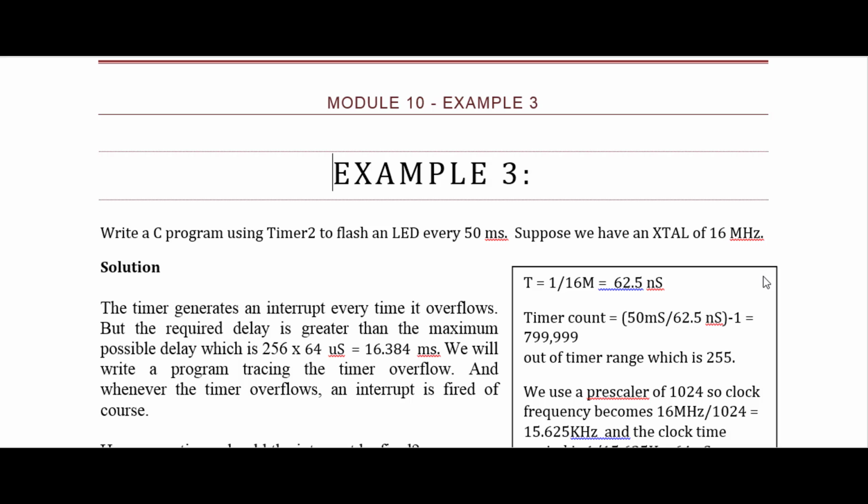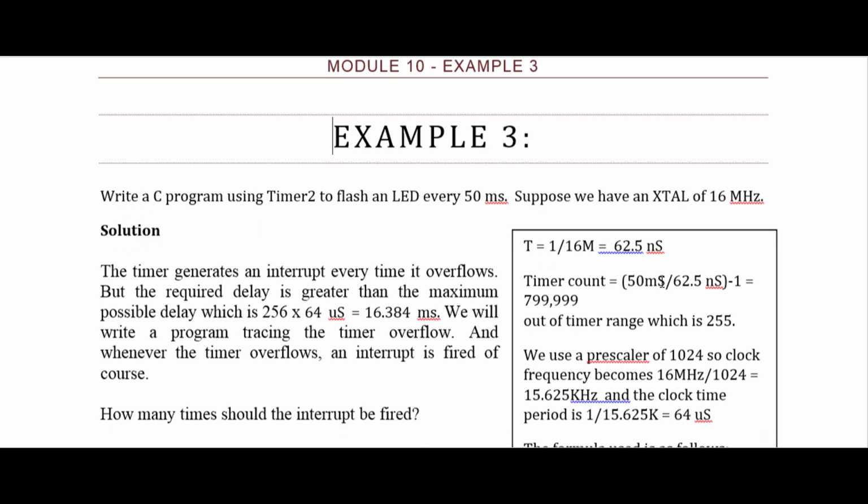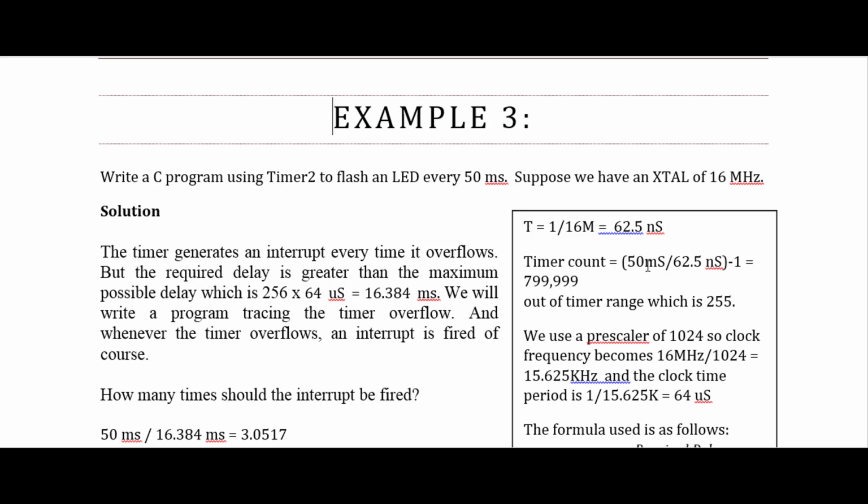As we did before, we calculate the T. It's 62.5 nanoseconds. We calculate the timer count. We need 50 milliseconds this time. Last time it was 8, so now it's much bigger. It's 50 milliseconds divided by T, minus 1, so we get 799,999. Of course, it's out of the range of timer 2, which is an 8-bit timer, so it is 255.